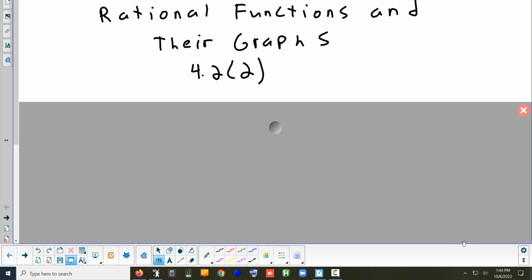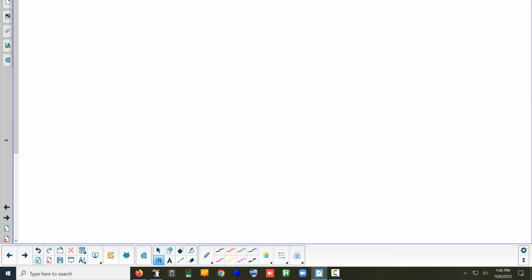So we started yesterday, 4.2. Okay, we looked at some graphs where we had horizontal and vertical asymptotes. And we were looking at what are called rational functions. There's one thing I want to mention about rational functions, and it's something we've done before.